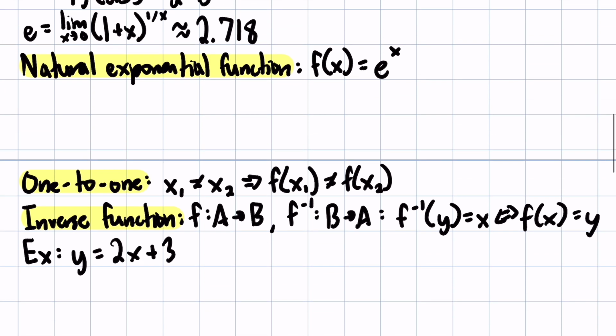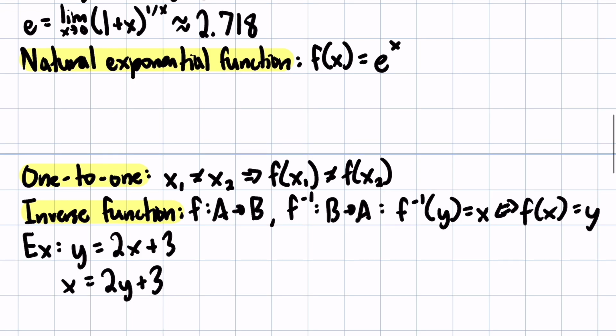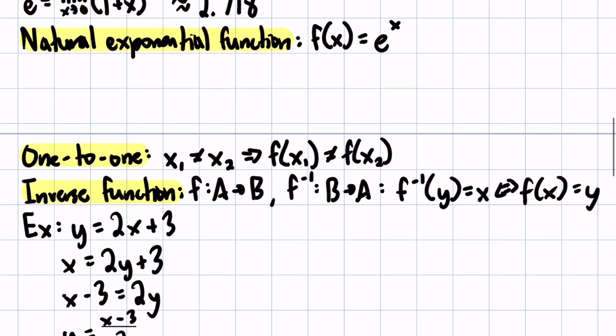In order to invert a function, the first thing that we're going to do is just switch x and y. And then we're going to solve for our new y. So then y is going to be equal to x minus 3 divided by 2. So that's how we invert a function.